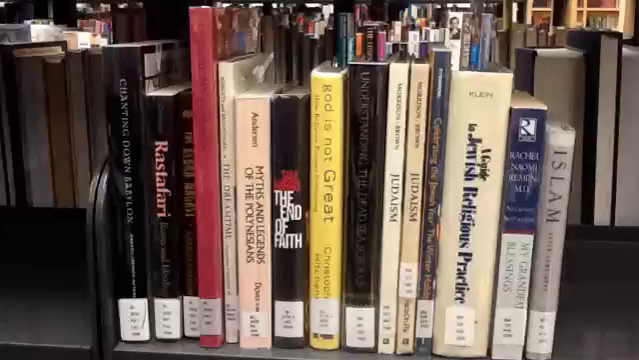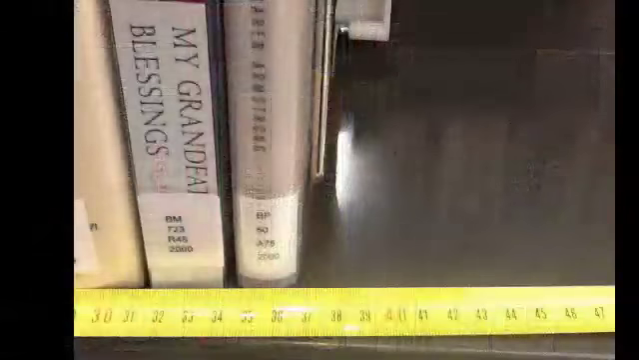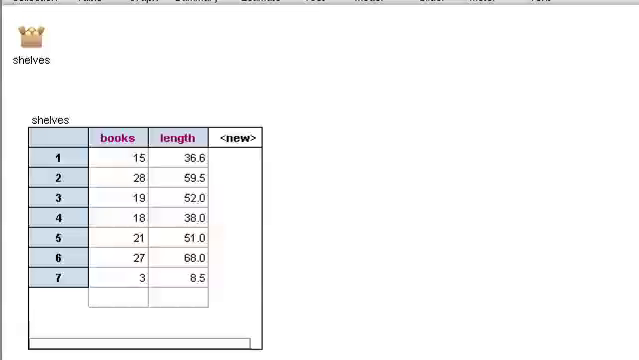Here's a shelf with 15 books on it. If we measure how long the set of books is, we see they're 36.6 centimeters. You can see where we might be going with this. We can go to different shelves, count the numbers of books, measure the lengths of the sets of books on the shelves, and enter the data into Fathom as we've done here.